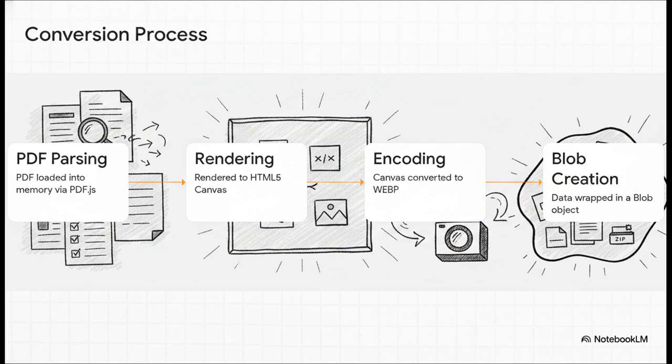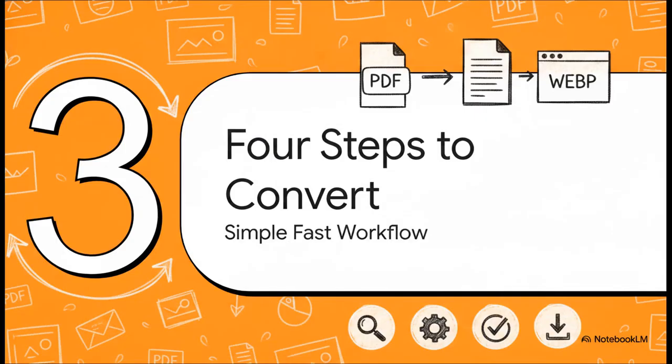Finally, it preps the whole thing for download by wrapping that encoded data into a secure, raw data package called a blob. That blob is then ready to be saved directly to your computer. It can even neatly bundle multiple pages into a zip archive for you. Let's move to Section 3, 4 steps to convert, and see how this builds in practice.